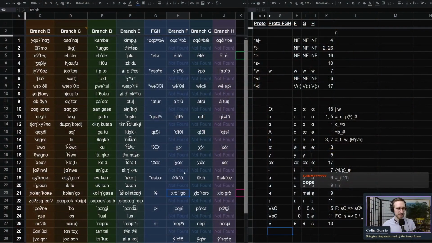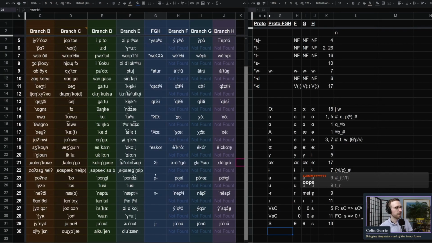All right. So we've got a lot of proto-FGH reconstructed. I think our next step is just to finish the segmental reconstructions, clear up some indeterminacies about the consonants, and then work on the tone. Yeah, can you imagine doing this with Proto-Indo-European? Must have been fun.